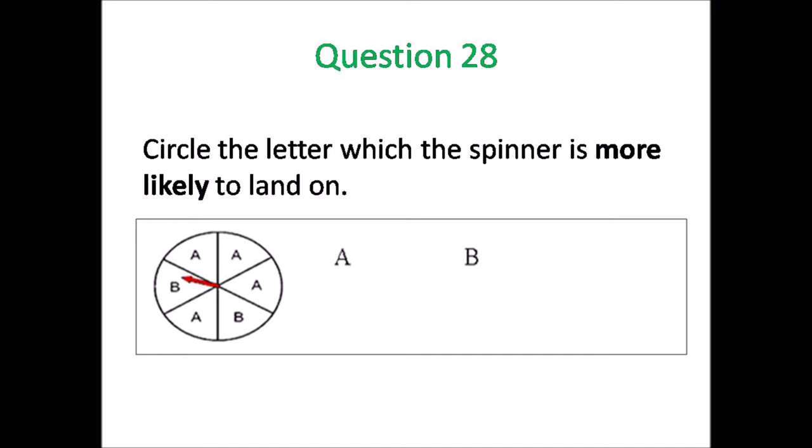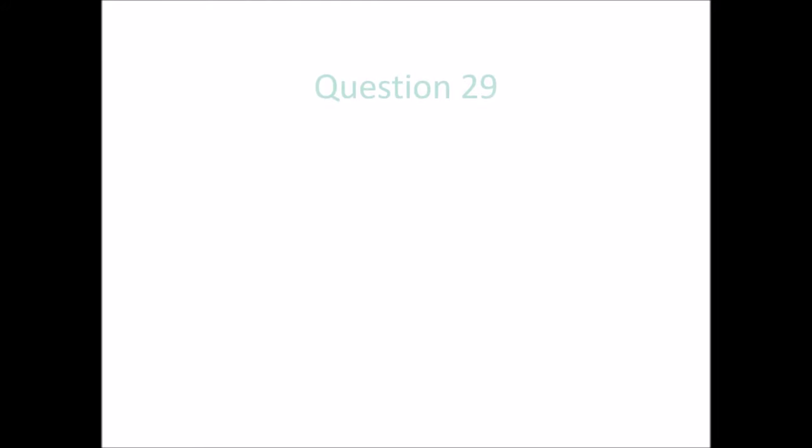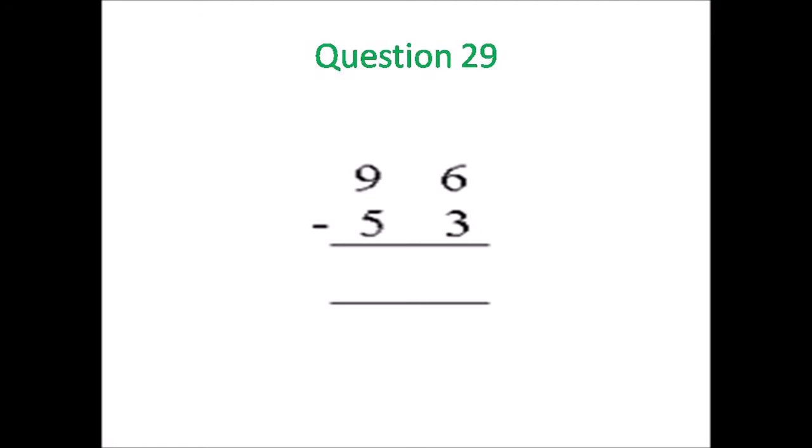Question 29. 96 take away 53. So you're doing vertical subtraction. Use your fingers or use circles or sticks to work it out. Do it quickly. No regrouping or renaming, so you're straightforward.